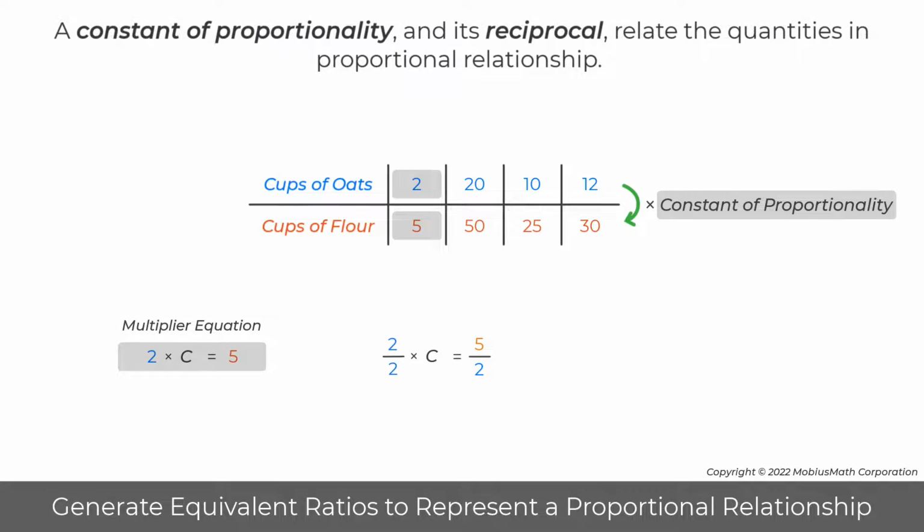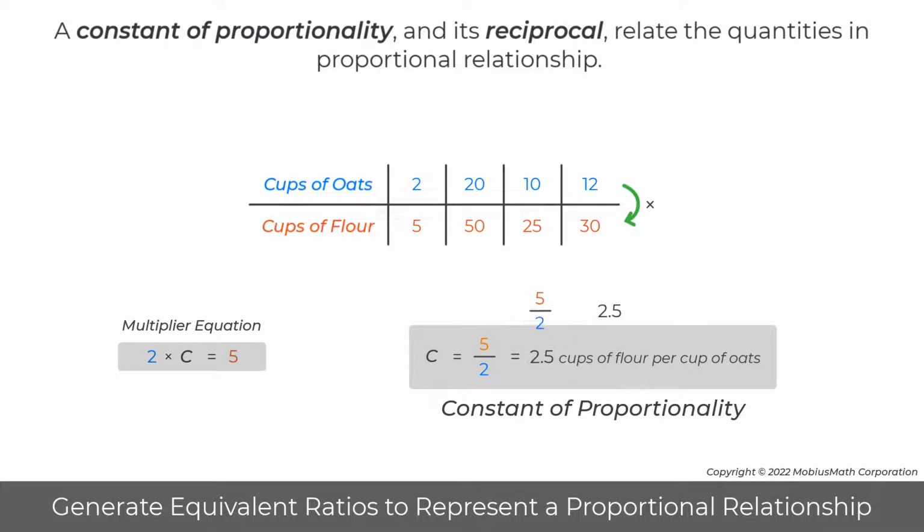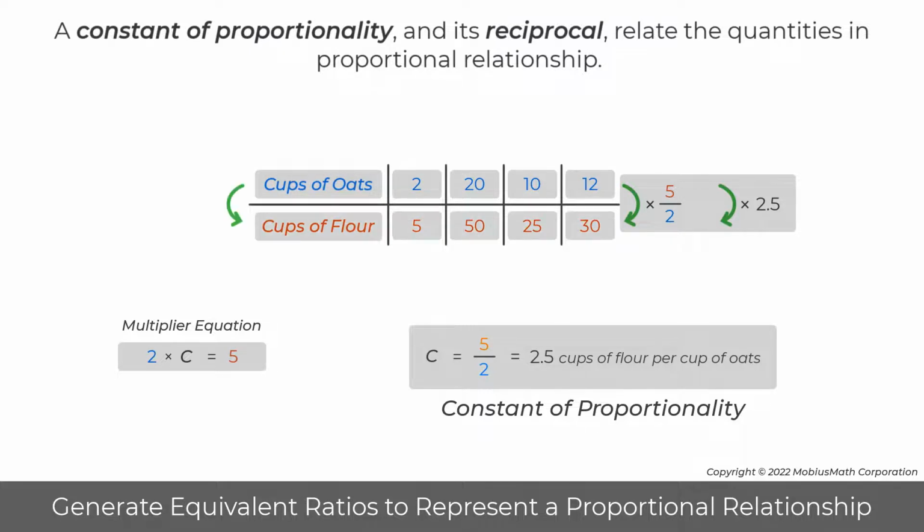Solving this equation shows that the constant of proportionality can be calculated by dividing 5 by 2 to get 5 halves, or 2.5 cups of flour per cup of oats. This constant of proportionality is the multiplier that relates the number of cups of oats to the number of cups of flour in this recipe.